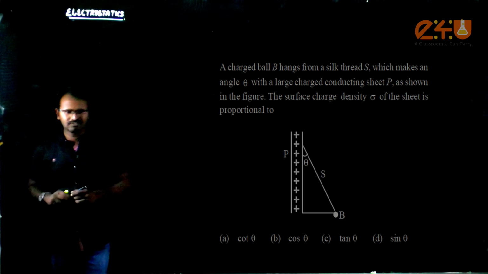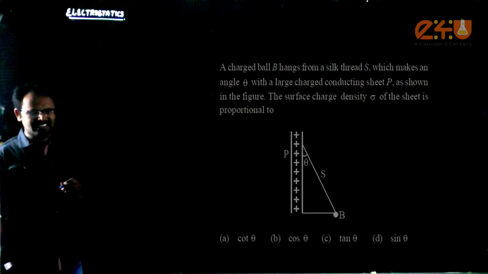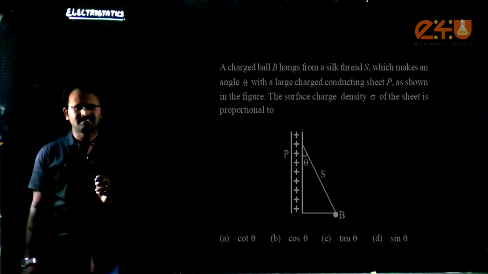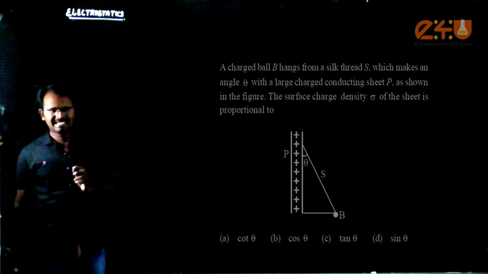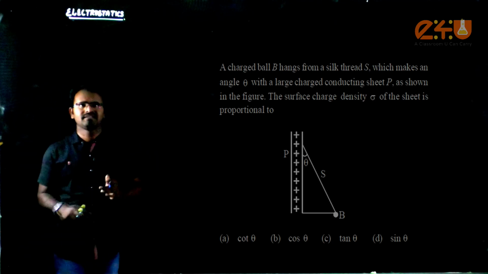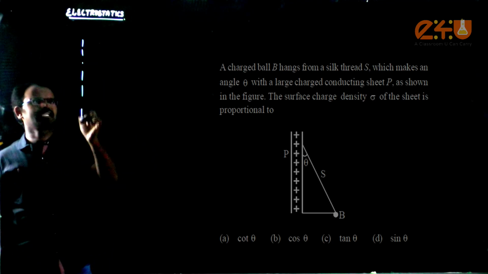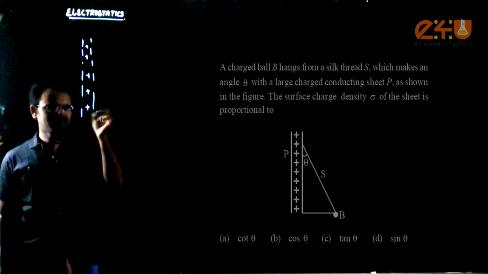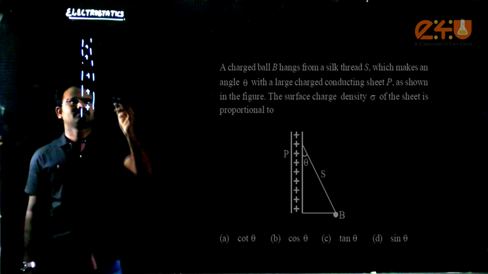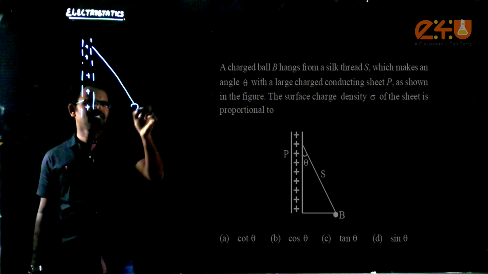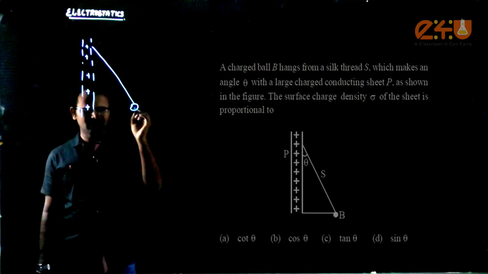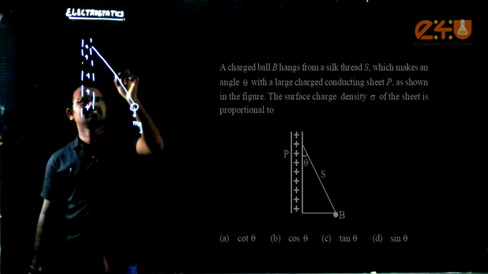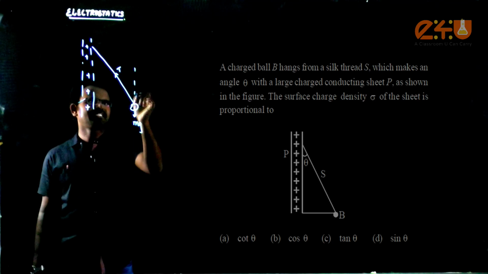We'll go for the sixth question. That is, a charged ball B hangs from silk thread S, which makes an angle theta with the large charged conducting sheet. Okay, so we can draw the diagram once again here, whatever is given. It's nothing but a particular thin plane sheet. Here I'm going to consider the ball is acting with a particular mass, mg, and the tension will be acting here. I can split the tension into two parts.